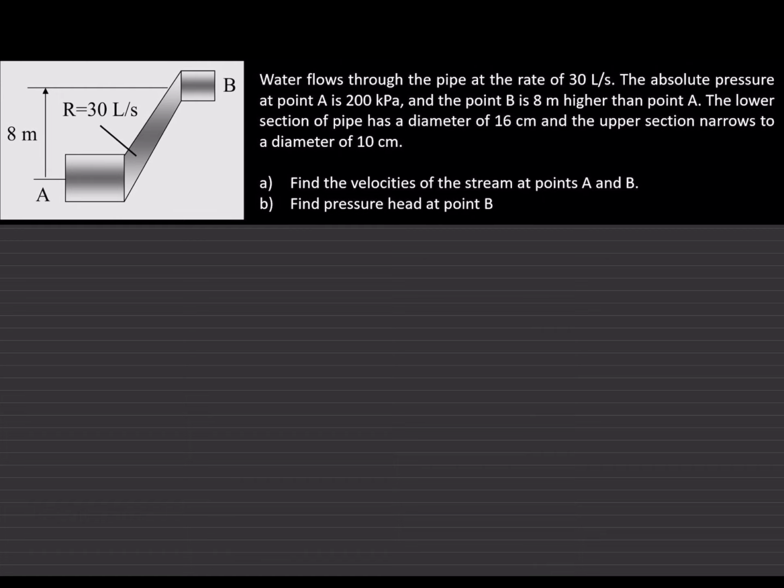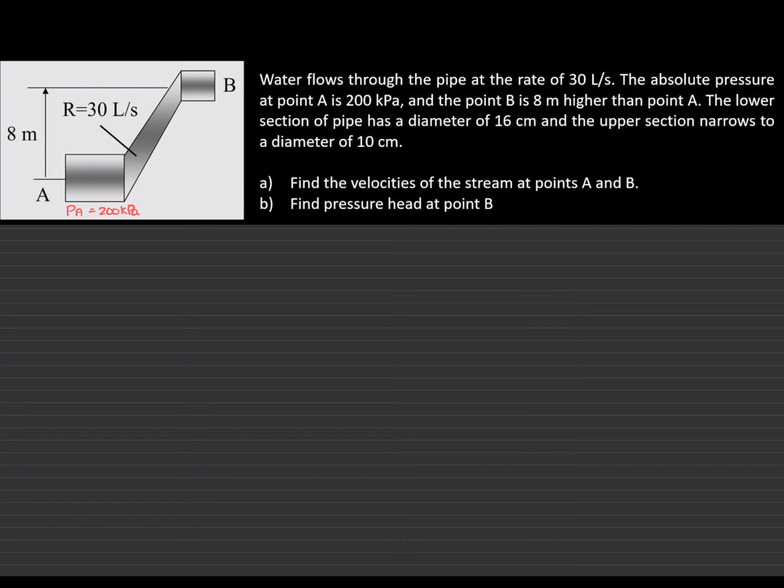The example reads, water flows through a pipe at the rate of 30 liter per second. The absolute pressure at point A is 200 kilopascal. So I can just note that down. Pressure at A, PA, is 200 kilopascal.